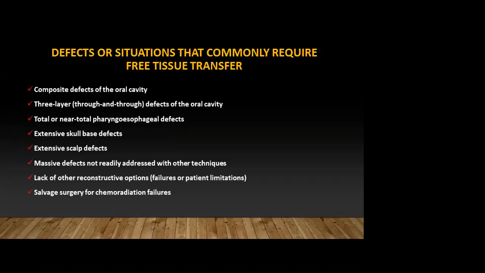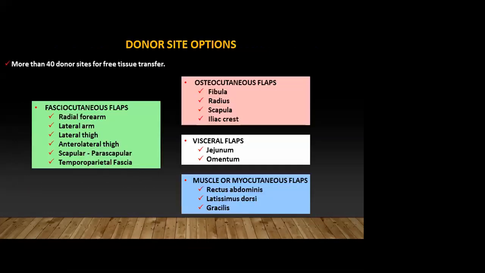The defects or situations that commonly require free tissue transfer in the head and neck are composite defects of the oral cavity, three-layer or through-and-through defects of the oral cavity, near or near-total pharyngoesophageal defects, extensive skull base defects, extensive scalp defects, massive defects not readily addressed with other regional or local flaps, lack of other reconstructive options, failures or patient limitations, and salvage surgery for chemoradiation failure. These are the situations that commonly require a free tissue transfer. When we look into the donor site options, there are more than 40 donor sites for free tissue transfer.